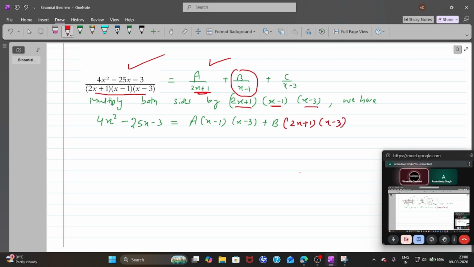Okay, understood. Now for C as well, if I multiply it by 2x plus 1, x minus 1, and x minus 3, then x minus 3 will get cancelled. So I'm left with 2x plus 1 and x minus 1.